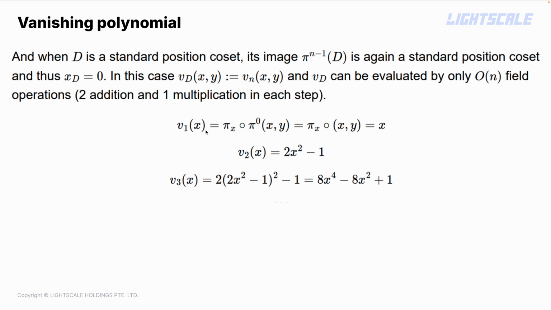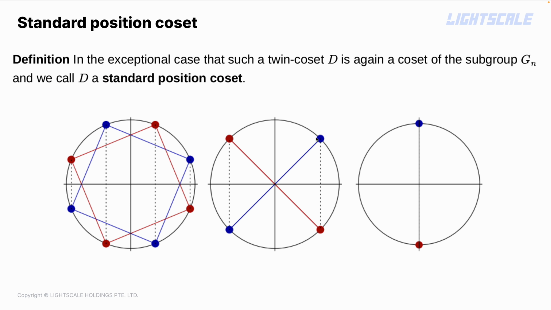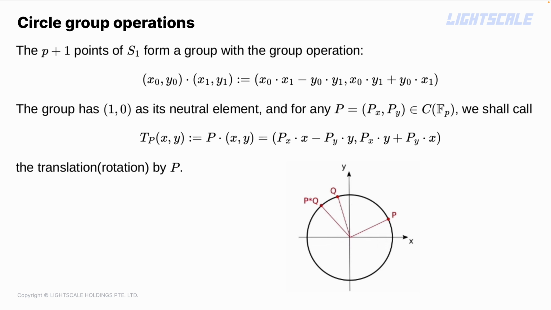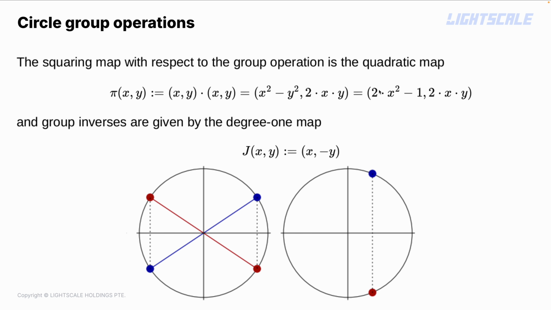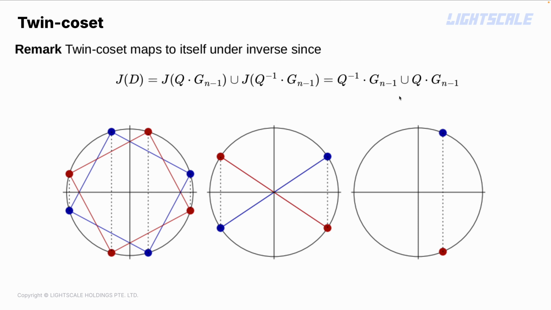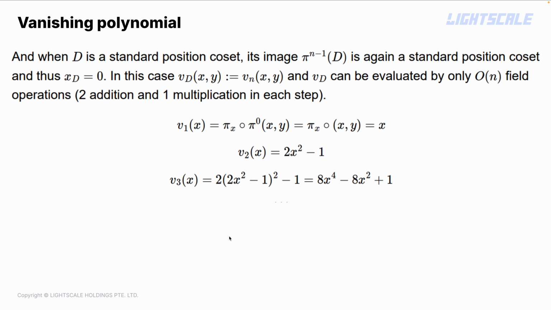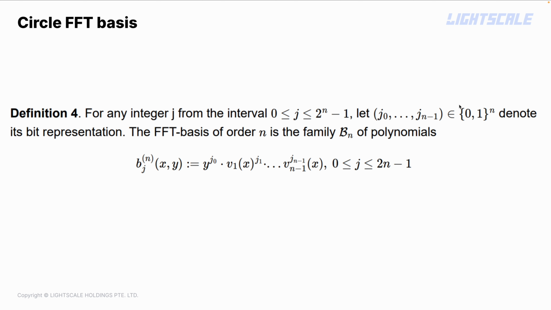So v_1 of x is, for example, the x projection of P_0(x, y), and P_0(x, y) is just (x, y), which is x, right? And v_2 of x is just 2x squared minus 1, because it is the x part of P(x, y), right? Yeah. So we saw it, where is it? This part, right? So P(x, y) is this, and we get the x projection, and we just repeat the same stuff, and then we can calculate v_n with O(n) field operations.